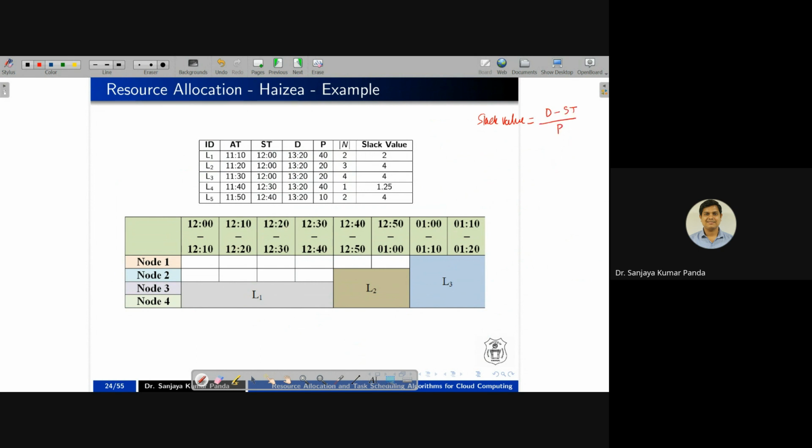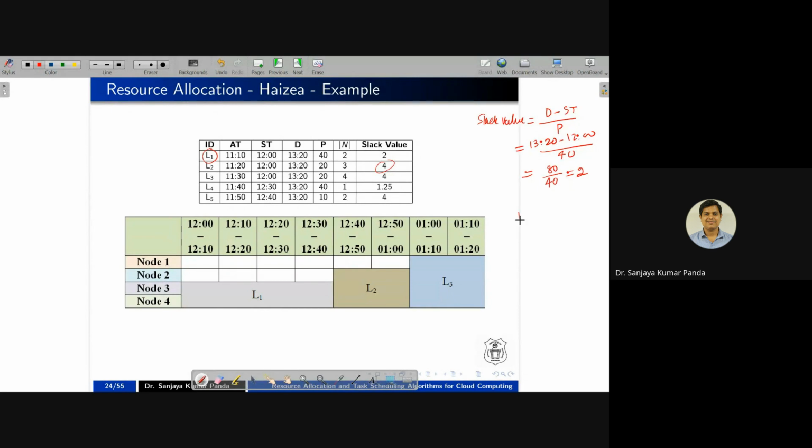What is the deadline for L1? Deadline is 13:20. What is the start time? Start time is 12. Period is 40. So 13:20 minus 12, what is the duration? It is 1 hour 20 minutes. 1 hour is 60 and this is 20, so it is 80. 80 divided by 40 is 2. Similarly, you can calculate the slack value of L2.